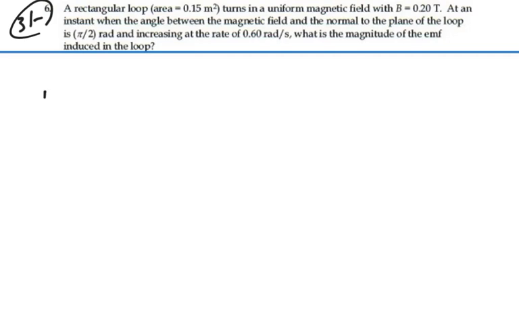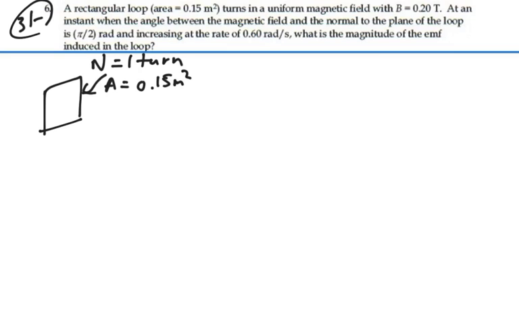Alright, so we just have one loop. So our N is one turn. And the area of this loop is given as 0.15 square meters. But it's turning, so it might be turning around like this in a magnetic field. Magnetic field is equal to 0.2 Tesla.